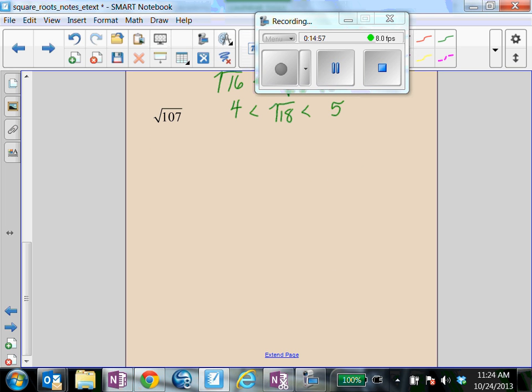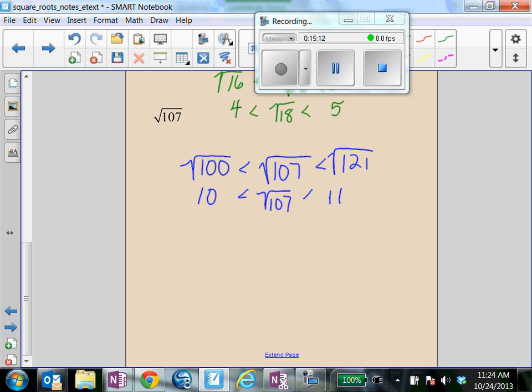The next one's 107. 107, I automatically think of 100, which is smaller than it, and so that's 10 squared, and then 11 squared would be the next one, which is 121. So that's how you approximate when you get square roots that are not perfect squares.